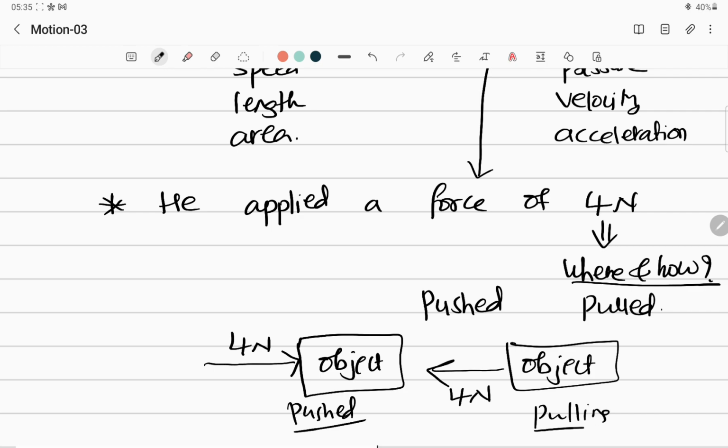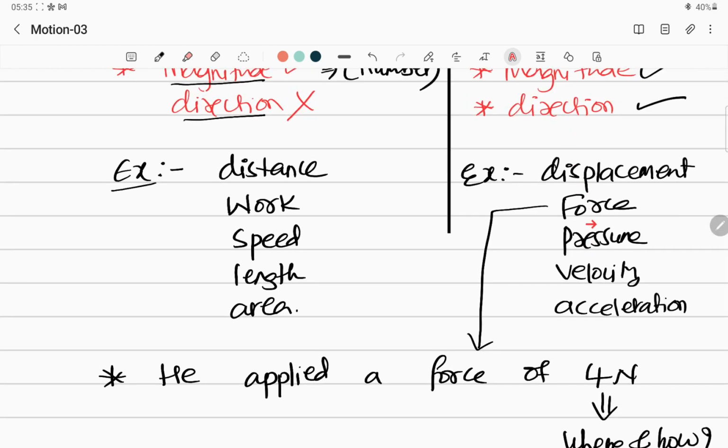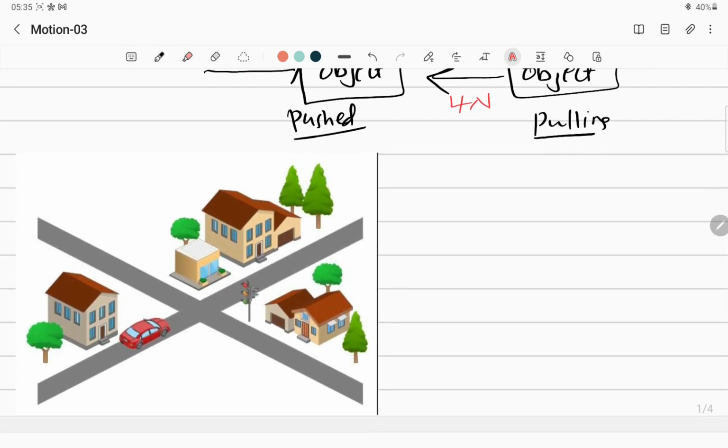Pulling. Do you think this 4 Newton that I applied here and here will have different effects? Pushing means it will move forward, pulling means it will come along this direction. Are you getting my point? Both are going to have different effects. So that's why direction is of great importance in some of the quantities. When you take force, how you apply that force is very, very important.